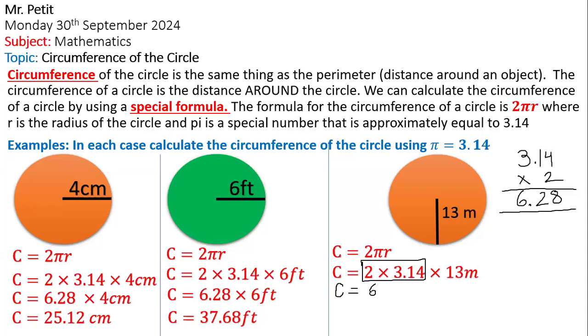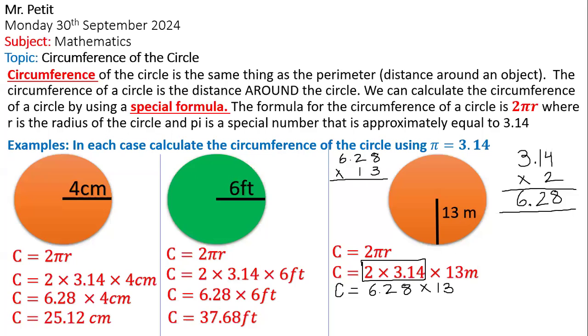So C is equal to 6.28. By the way, put your answers inside the chat for me, please. 6.28 times what? 13 meters, very good. Now we're going to multiply 6.28 by 13, and let's multiply that. 6.28 multiplied by 13.